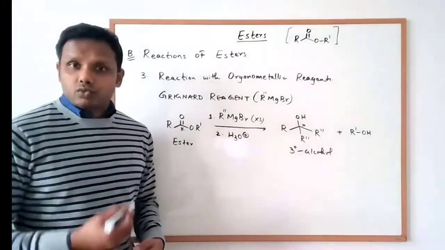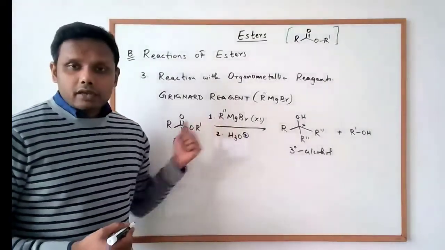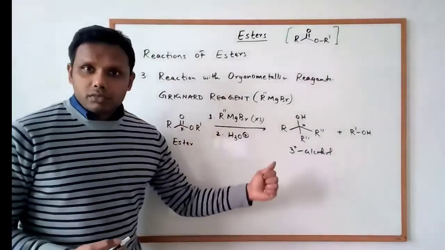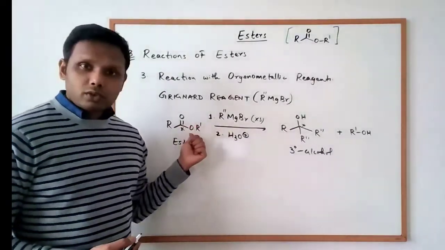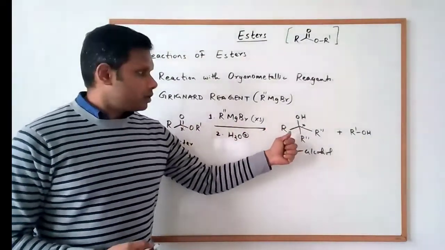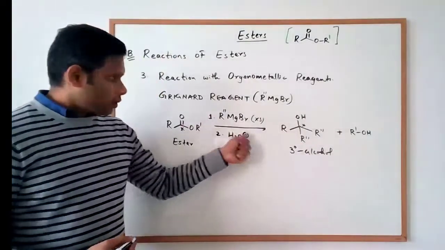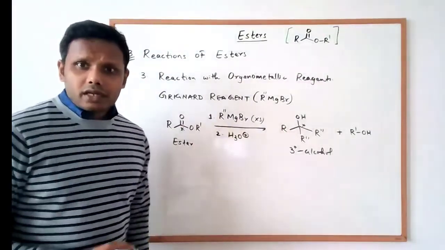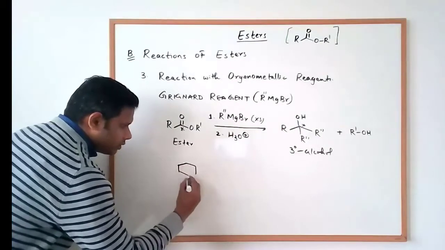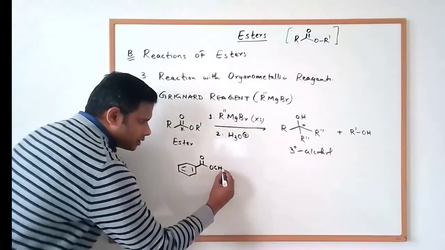The mechanism here is very similar to the Grignard attack on an acid chloride or an anhydride, which goes through the intermediacy of a ketone. You first convert your ester into a ketone, and then the ketone further reacts with the Grignard reagent to give you the tertiary alcohol following the acidic workup. Let's look at an example of this reaction. If we start with an ester, I'm going to use methyl benzoate here as an example.